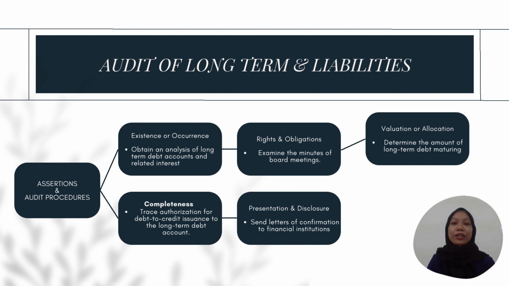Last assertion for this audit of long-term liability is valuation or allocation. The audit procedure for this assertion is the auditor needs to determine the amount of long-term debt maturing within 1 year by recalculating the interest expense and amortization of any premium or discount.